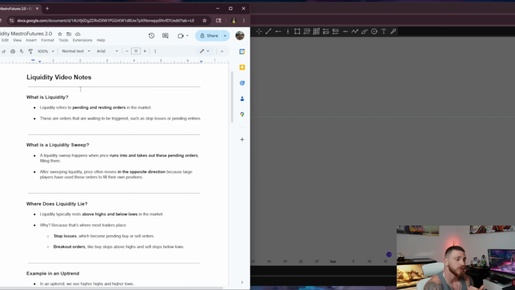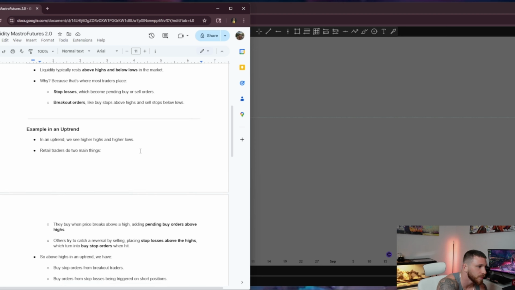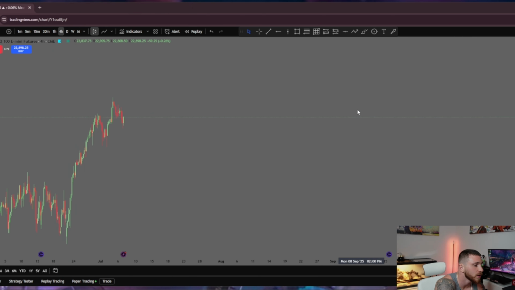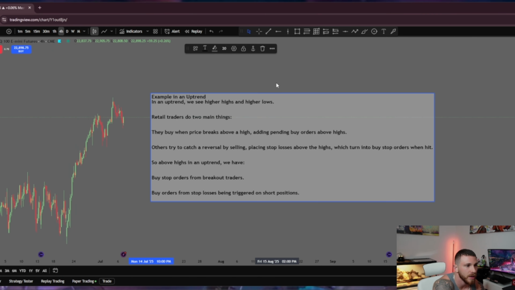Because that's where most traders place their stop losses, as we were explaining before, which become pending buy or sell orders. And we also have breakout orders, like buy stops above highs and sell stops below lows. Correct? So we have an example of the uptrend for you guys right here. We'll just copy this and paste it, so we can go over the example one more time.